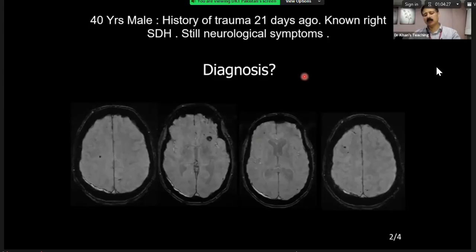Excellent, excellent. So thank you, candidate 5. So this is the use of SWI sequence to diagnose diffuse axonal injury. We'll cover diffuse axonal injury later on. But having said that, please remember that this is one of the primary brain injuries.